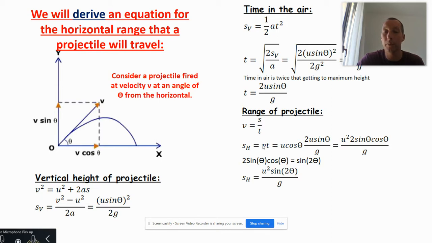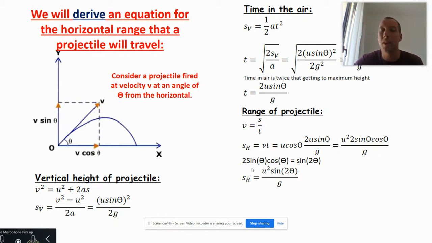The velocity, remember though, is just the horizontal component of the velocity. So that's going to be my initial velocity times cos theta. So u cos theta. Now I'm going to substitute in for t here from the time that we've just calculated, 2u sine theta over g. And I'm going to end up with something fairly complicated, u squared 2 sine theta cos theta over g. It's looking a bit of a mess.